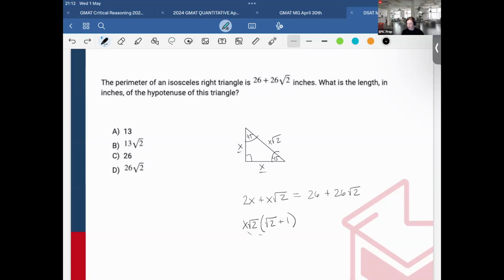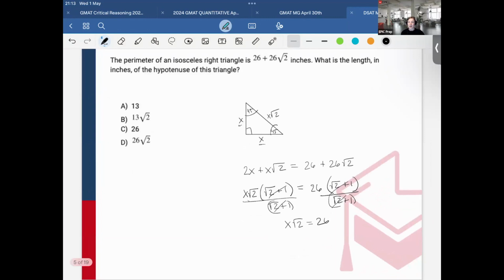So I can see if I did multiply, this gives me 2x, and multiply this gives me x root 2. Okay, so then going to the other side, I want to have the same factorization happen. So from here, I could say that this would be the same as if I factor out the 26, so 26 root 2 plus 1. And you can see here it gives me the 26 root 2, and here would give me the 26. So then I can divide each side by root 2 plus 1. They nicely cancel, and I'm left with that x root 2 is actually equal to 26.